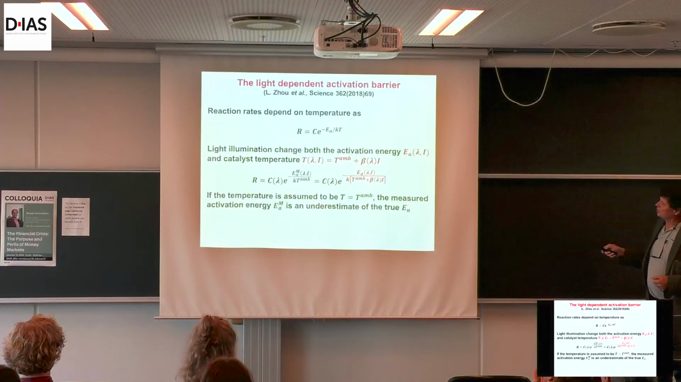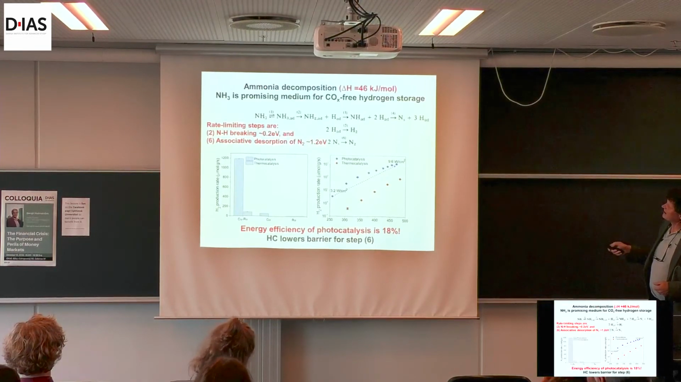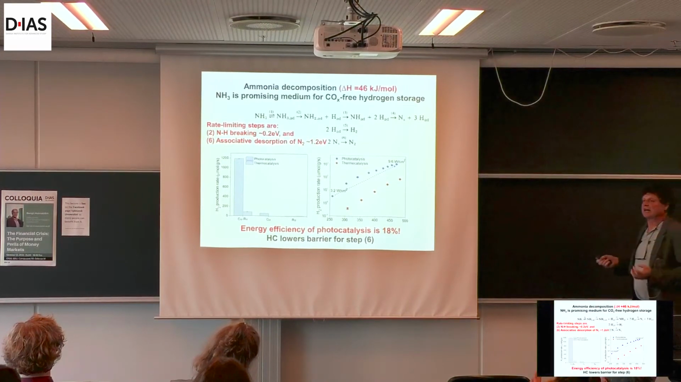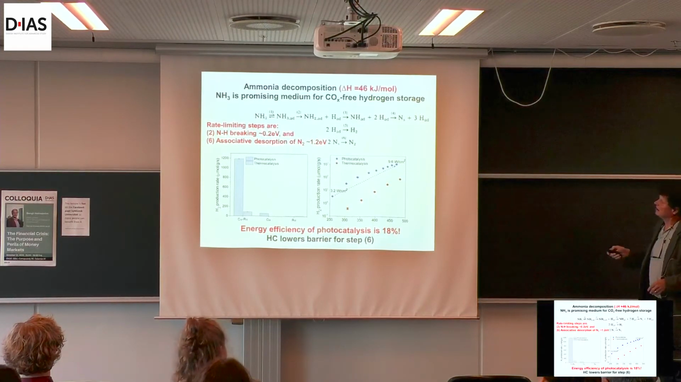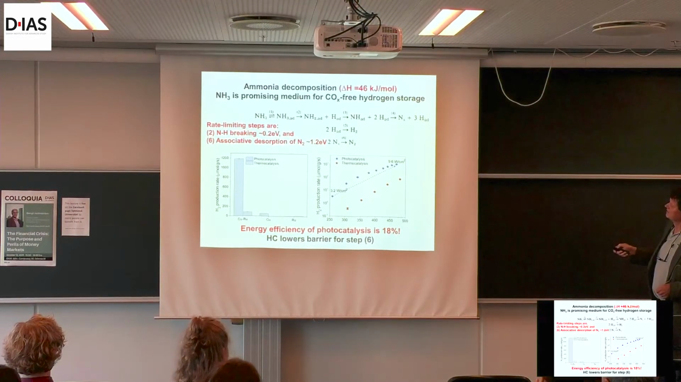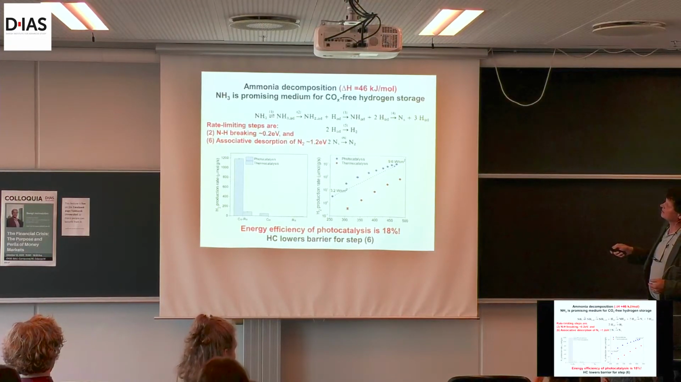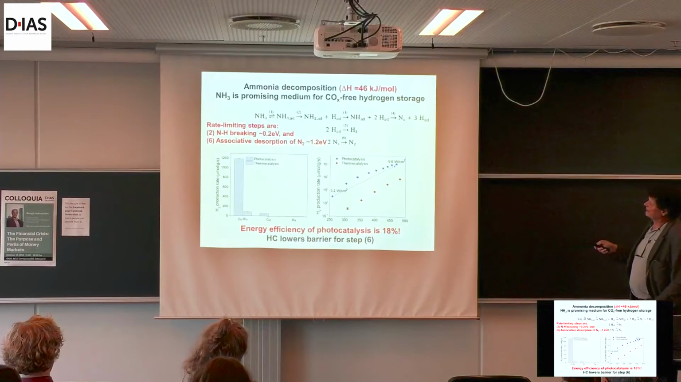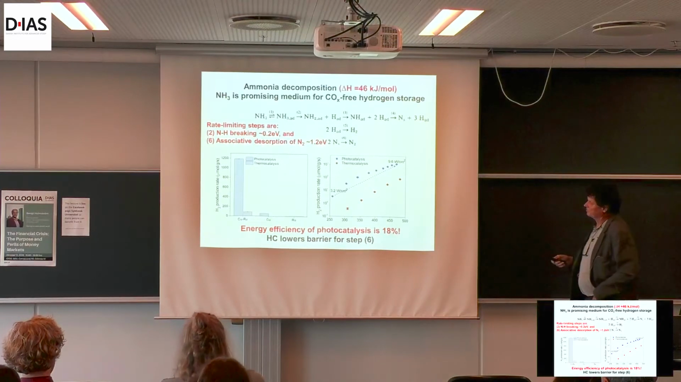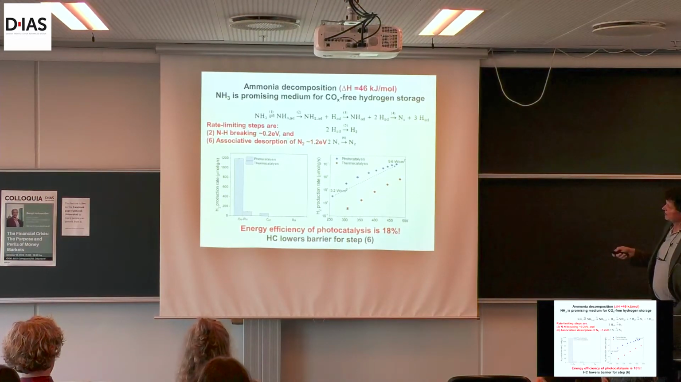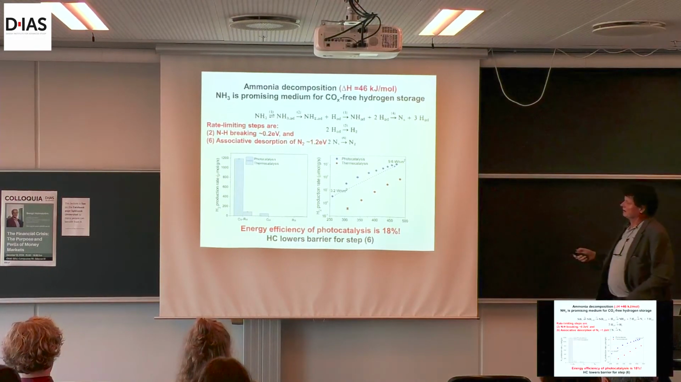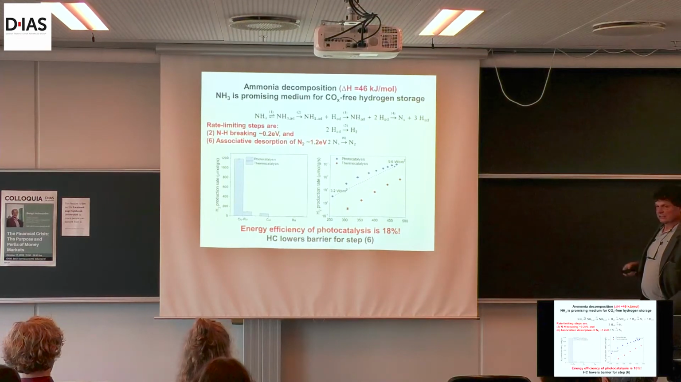So anyway, long story short, ammonia decomposition is an extremely well-studied reaction with normal catalysis. There are two steps that limit the performance. It's the bond scission, step number 2, and step number 6, which is the associative desorption. And they have different activation energies. The bond scission is 0.2, the associative desorption is 1.2. So here we first showed that photocatalysis, doing it with light, gave much larger efficiency, okay? Way larger efficiency in this process.